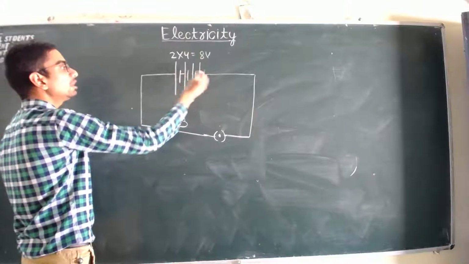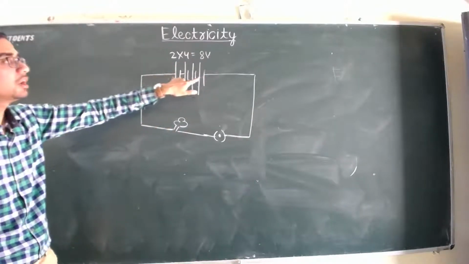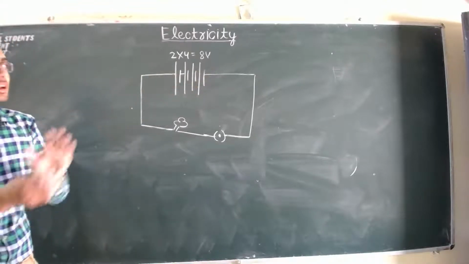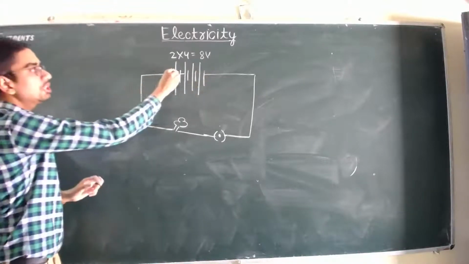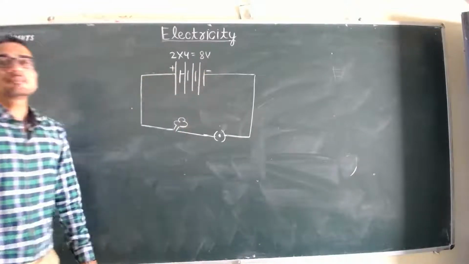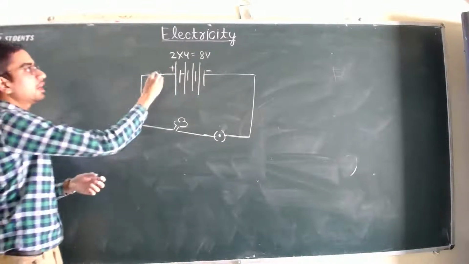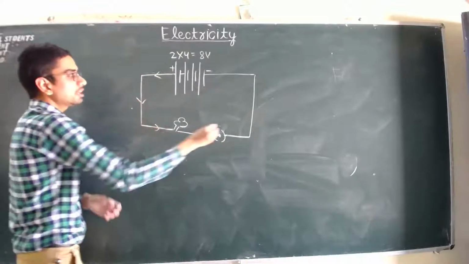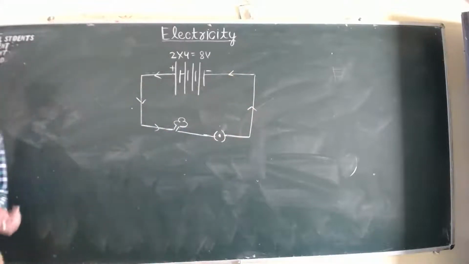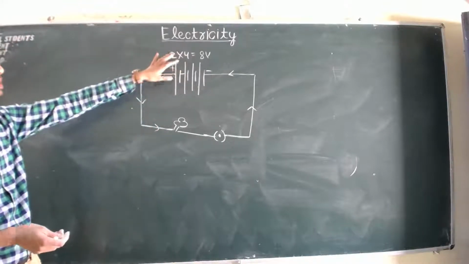across these two terminals. There is a potential difference of 8 volt between this terminal and this terminal. Due to this potential difference, current starts flowing from high potential to low potential, from positive terminal to negative terminal. This is positive. So what will be the direction of current? Like this, positive to negative. So that's how we can produce a current. We can produce electricity through potential difference.